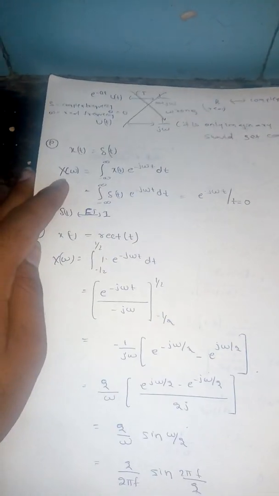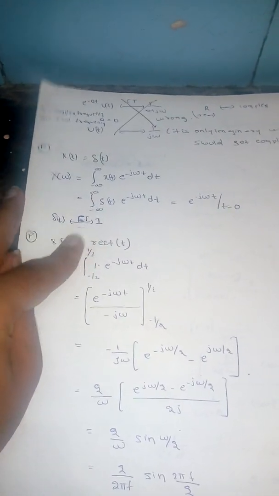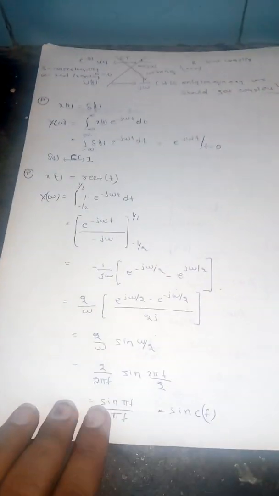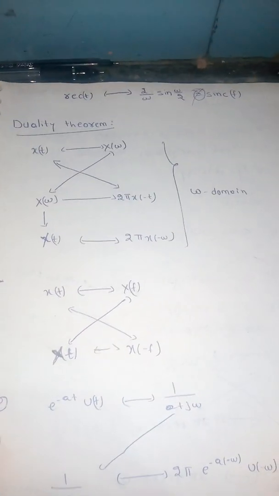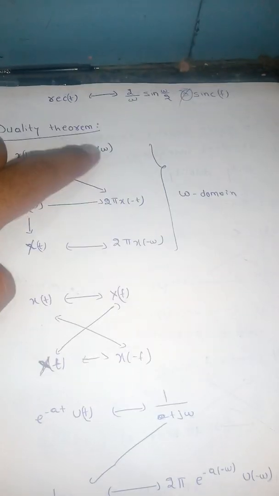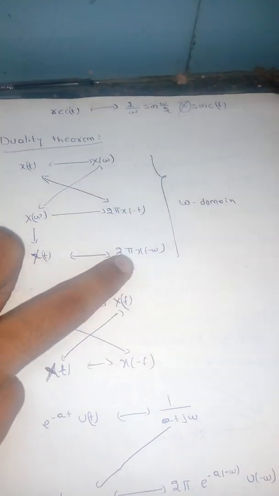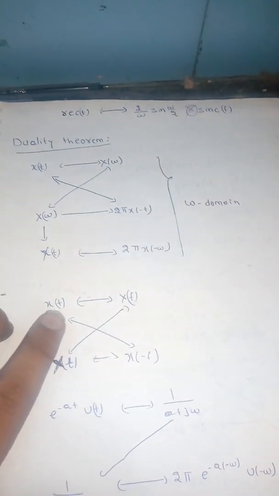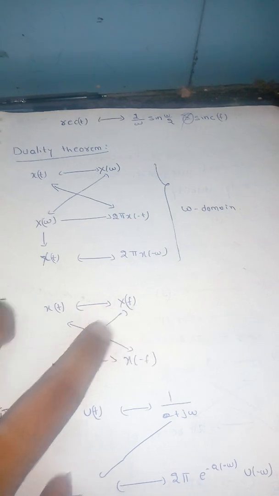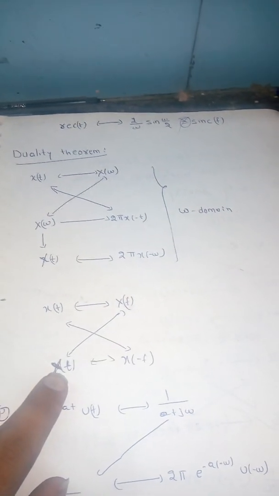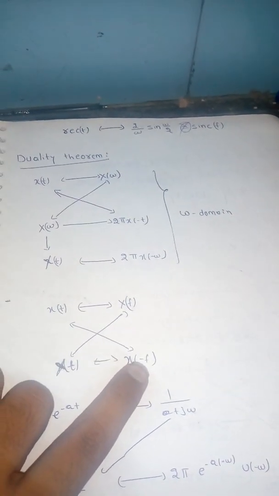impulse of omega. The Fourier transform of impulse of t is 1. We have the Fourier transform of rect of t is sinc, and rect and sinc are dual functions. This is the duality theorem, and the duality theorem is very important. If x of t has Fourier transform capital X of omega, then capital X of t has Fourier transform 2 pi x of minus omega. If x of t has Fourier transform capital X of f, then capital X of t has Fourier transform small x of minus f. This is the duality theorem.